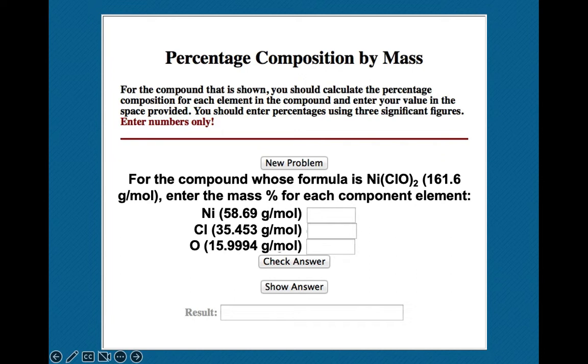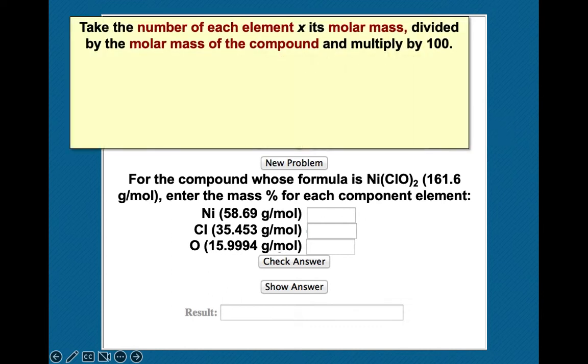All right. This is the molar mass of nickel hypochlorite. What's the percentage for each of the elements? We look at this, we say, okay, our mole ratio, 1 nickel for every nickel hypochlorite. Ratio is simply 1. 58 divided by 161, 36.3.